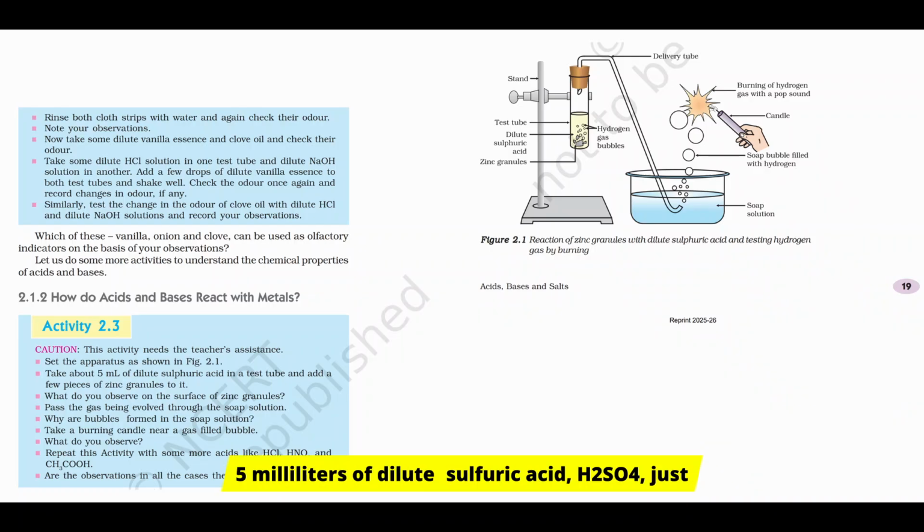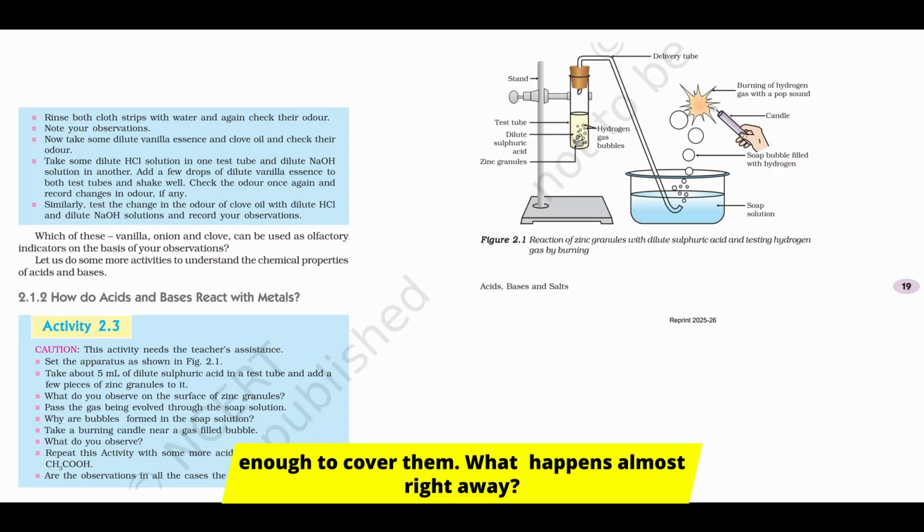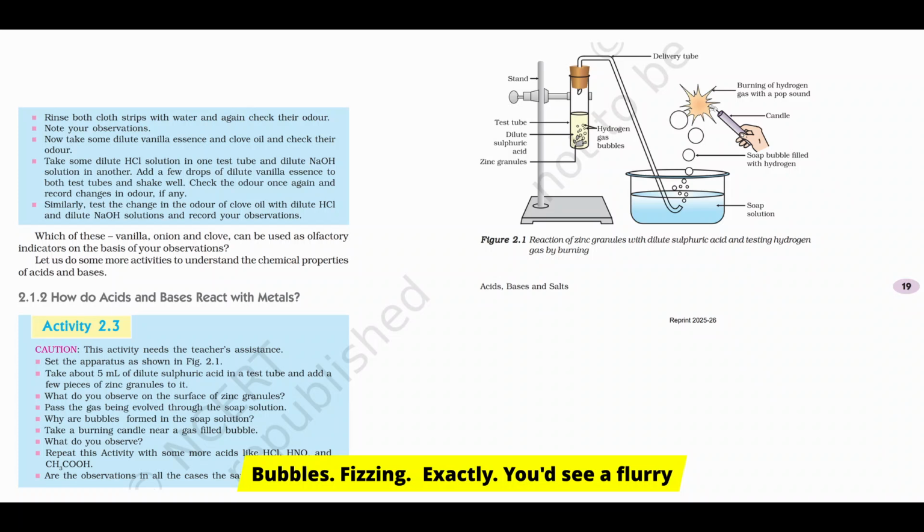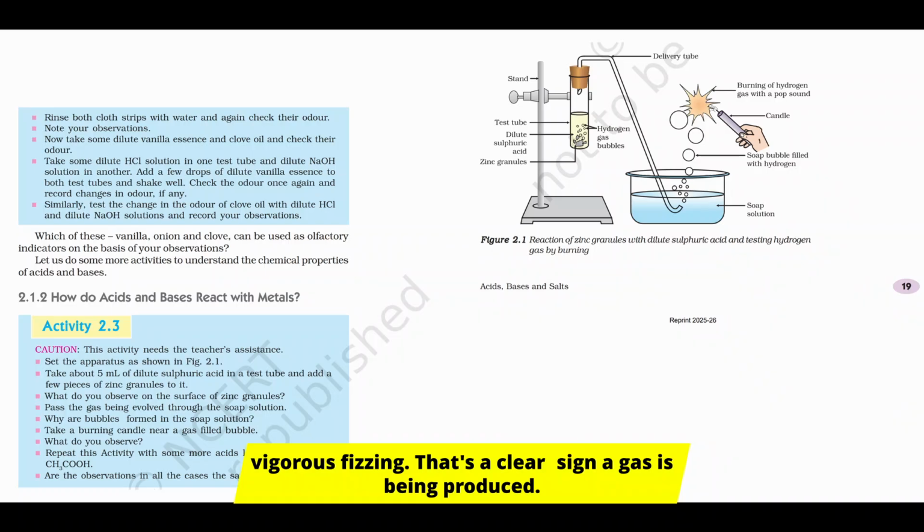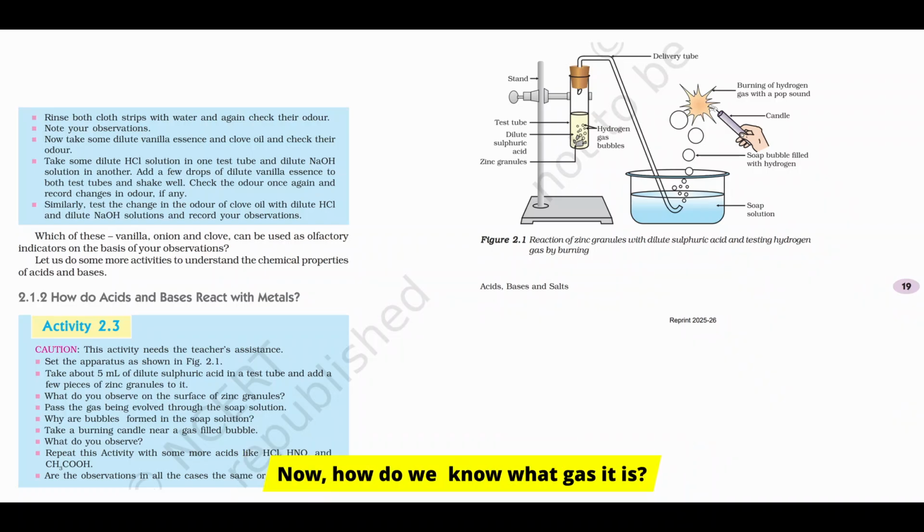Then carefully you pour in about 5 milliliters of dilute sulfuric acid, H2SO4, just enough to cover them. What happens almost right away? Bubbles. Fizzing. Exactly. You'd see a flurry of bubbles rising from the surface of the zinc. Vigorous fizzing. That's a clear sign a gas is being produced.